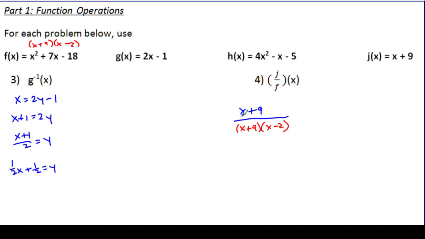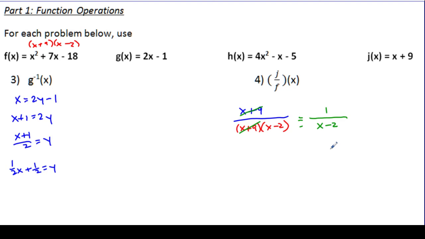Now that it's in a factored form, I can say x plus 9 on the top, x plus 9 on the bottom. They cancel. And here's what my final answer is going to be. I'm going to say there's nothing left on top, but we're going to leave a 1 up there because this is technically 1 times something. And on the bottom, I crossed off the x plus 9, so I'm only left with an x minus 2. So my final answer is 1 over x minus 2.